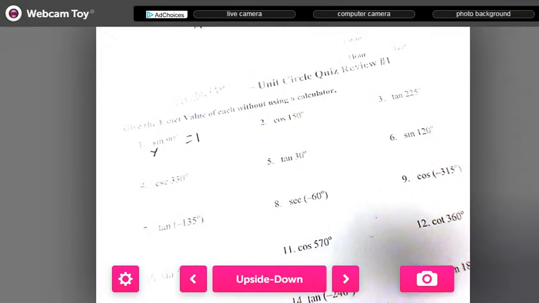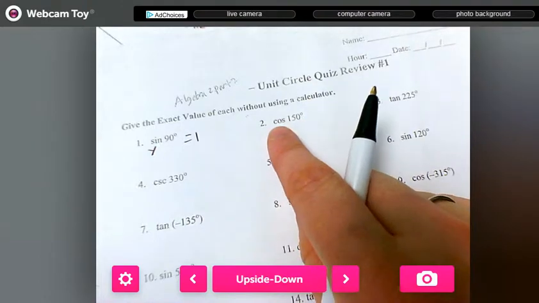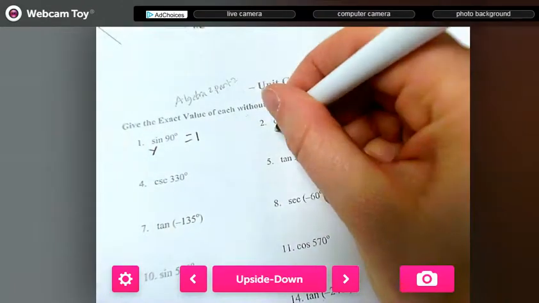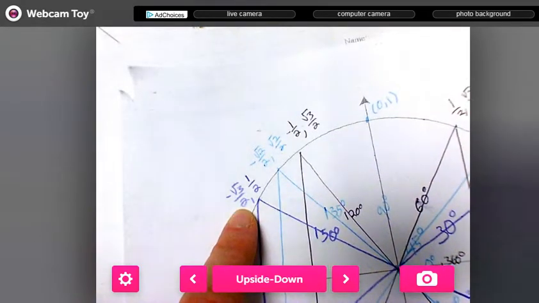Okay, number 2. Cosine of 150. Cosine is what value? X. So I'm going to go to 150. The x value is negative square root 3 over 2.